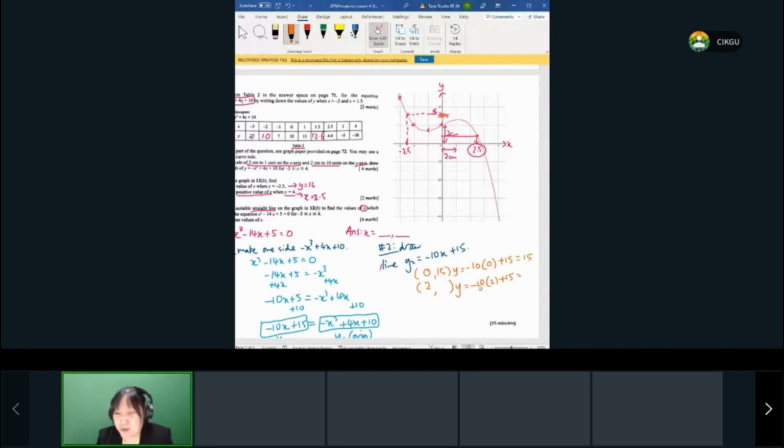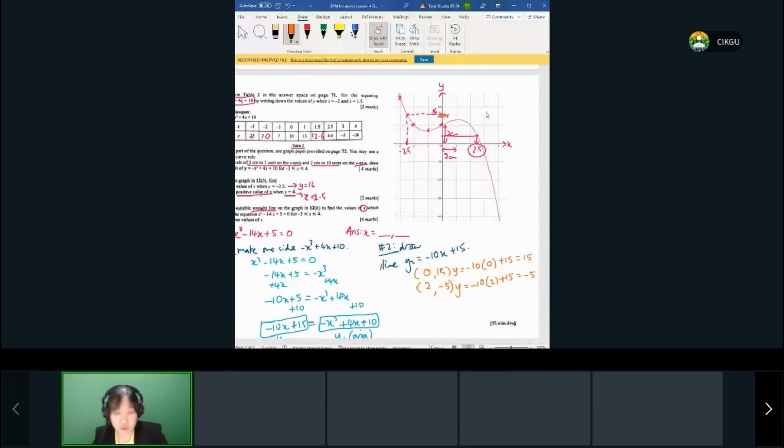Can, but I use brain. Smart brain. Okay, -10 times 2, what? -20 plus 15, -5. Okay, so this is another point. 2 and -5. Good. Okay, easy to mark.